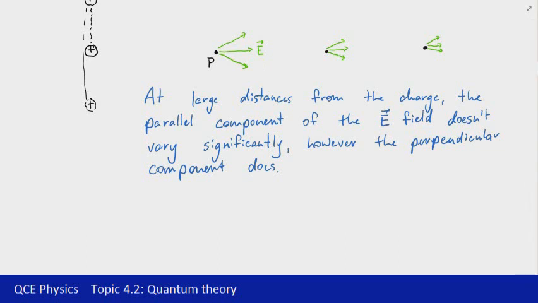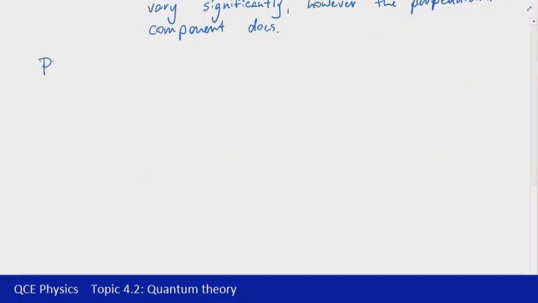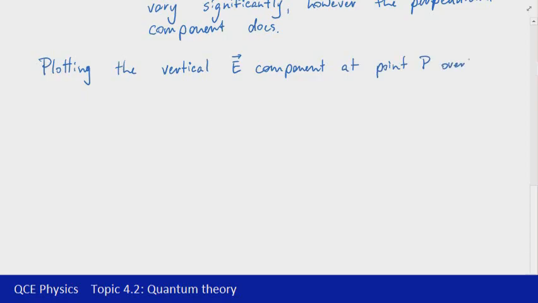So if we look at that point P, and we're going to plot the vertical component at point P, so the vertical component of the E field, and consider that over time, what we would see as the charge oscillates is a graph that looks something like this.